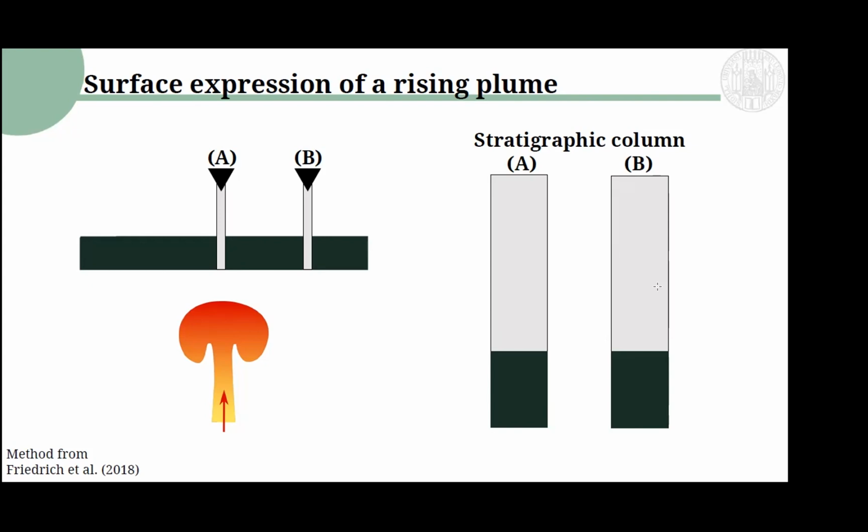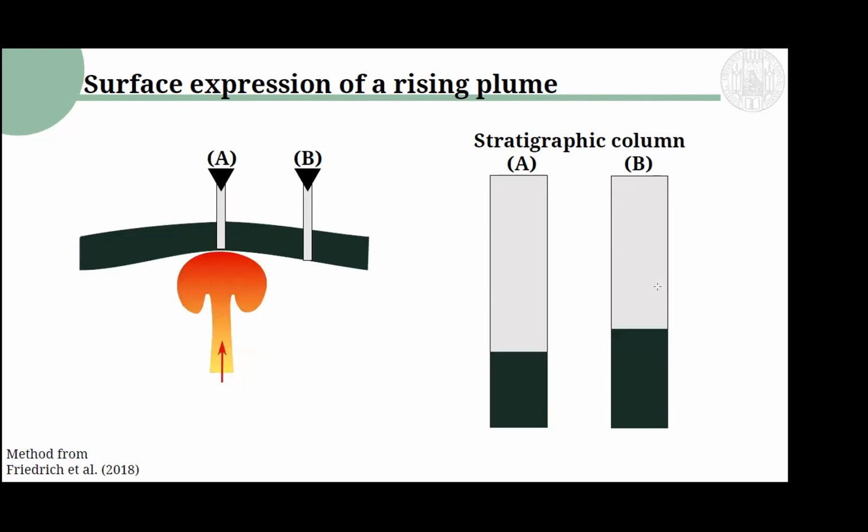First, in this stage, the plume doesn't affect the surface, so both columns sediment the same. Now, what we have is an interaction of the surface with the plume, and we have an uplift in column A. This creates an erosional or non-depositional environment in column A, but column B will still sediment.